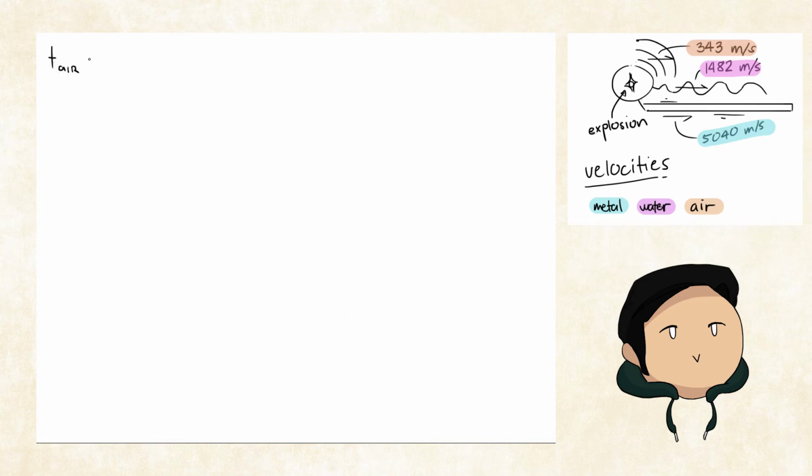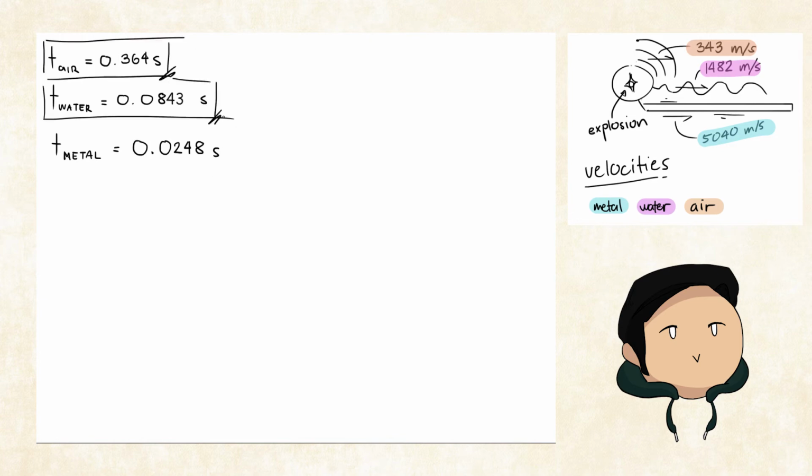After that, you solve for the t's and get these respective numbers, rounded to three significant figures. T sub air equals 0.364 seconds, T sub water equals 0.0875 seconds, and T sub metal equals 0.0248 seconds. And with this, you have the answer to A. It travels fastest through a metal medium, followed by the liquid medium, and then through air.